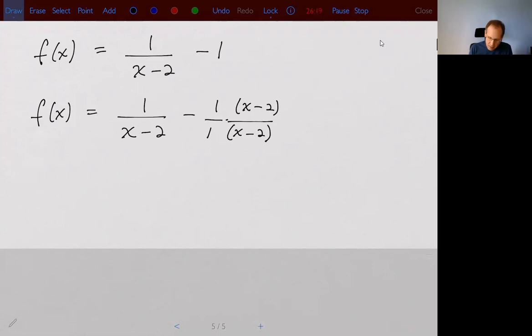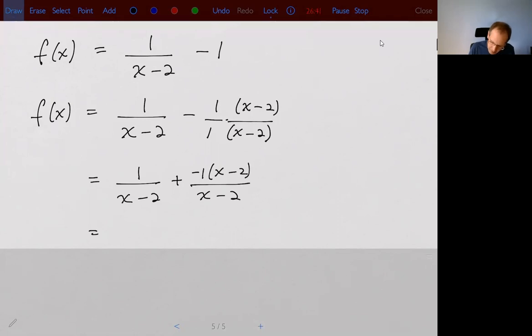Okay, so, well, if you think about this, right, this is going to be 1 over x minus 2. And then I'll rewrite this as a plus, and then negative 1. I have to distribute that negative 1 into the x minus 2. And I have my x minus 2 on the bottom.